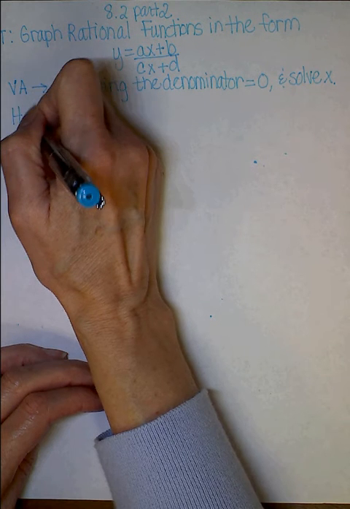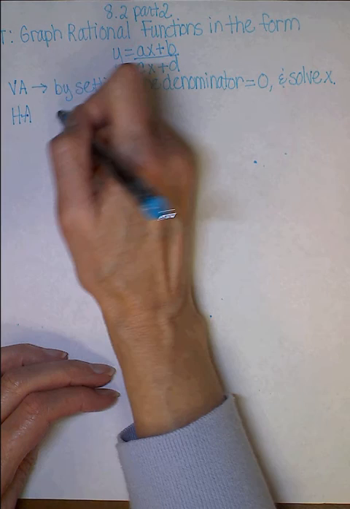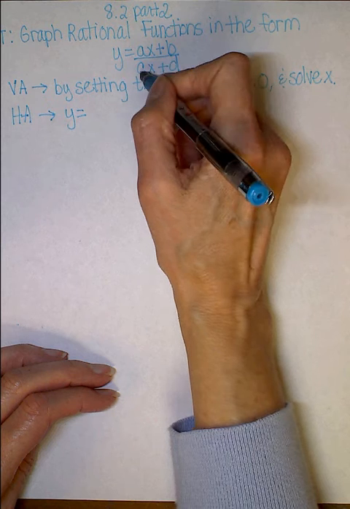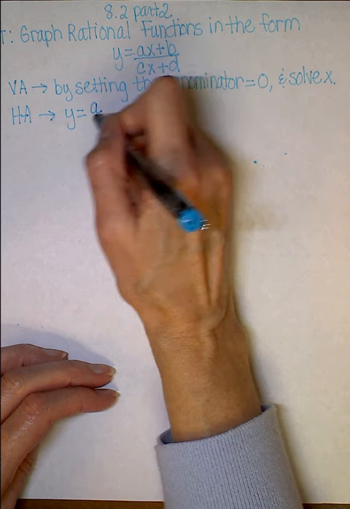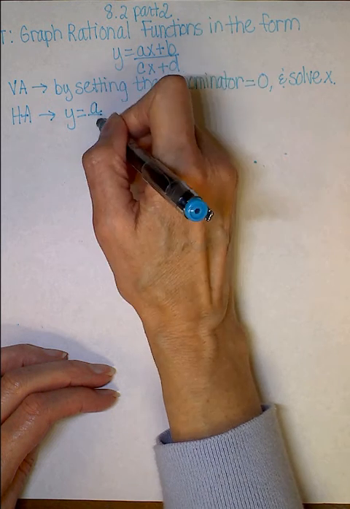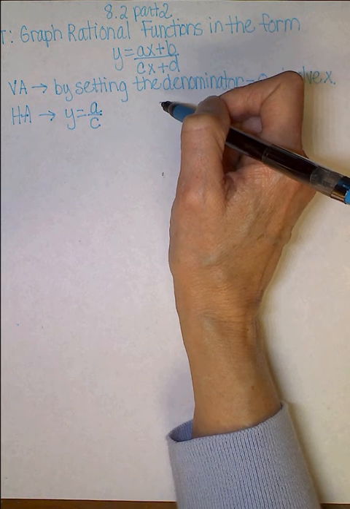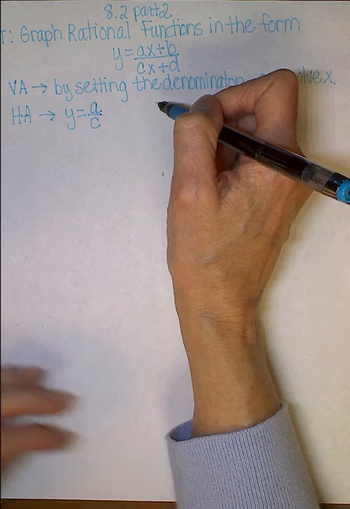The horizontal asymptote you find by the fraction of these numbers right here. It's just going to be whatever the number is in the A position divided by whatever the number is in the C position. This will be your horizontal asymptote.